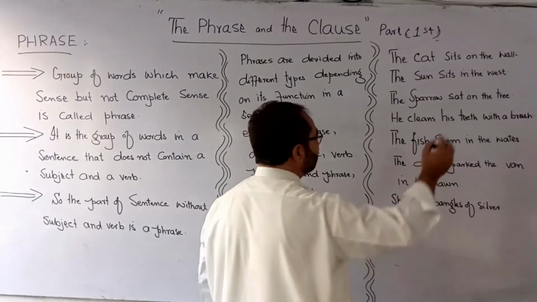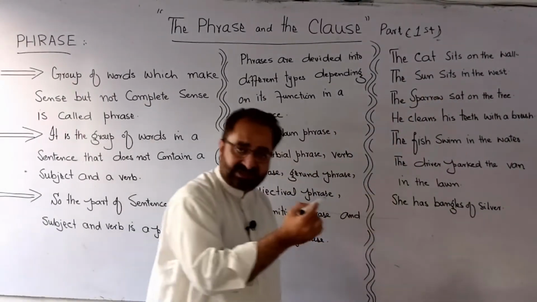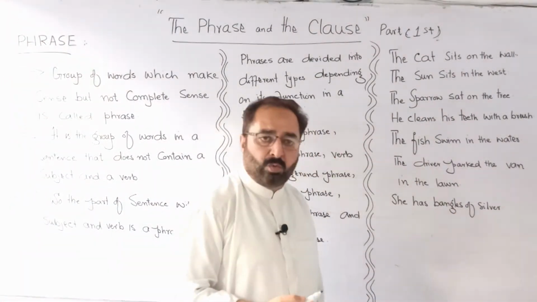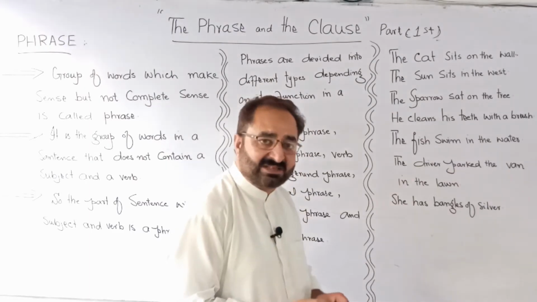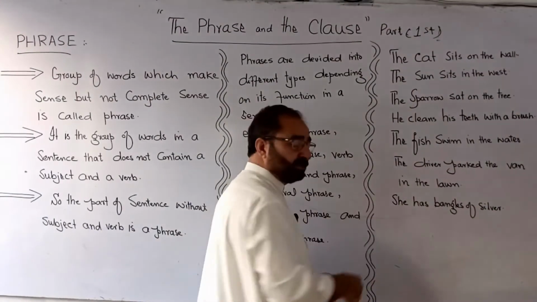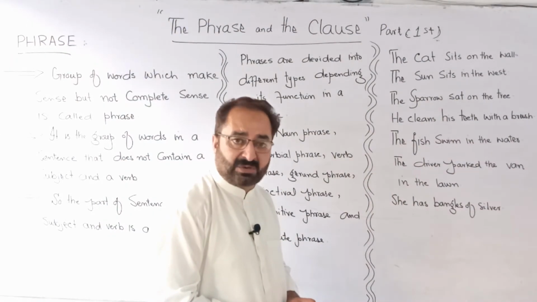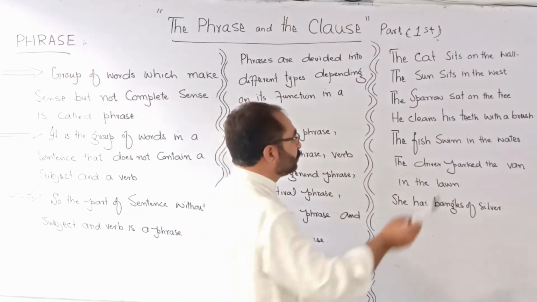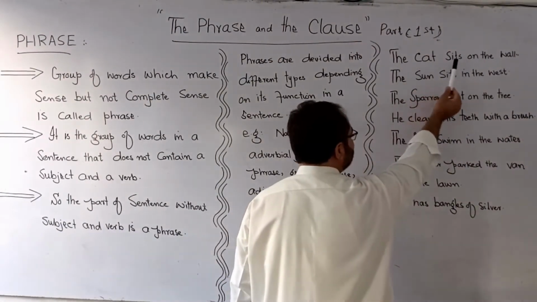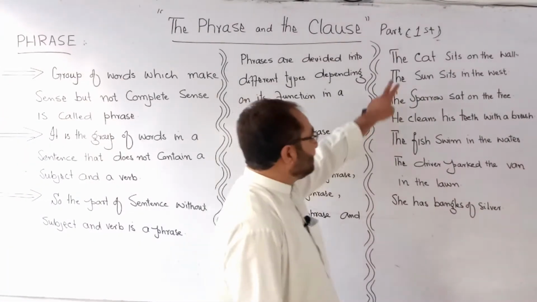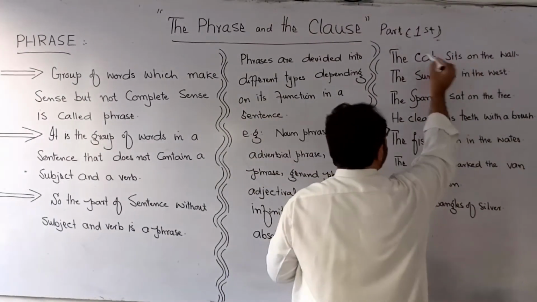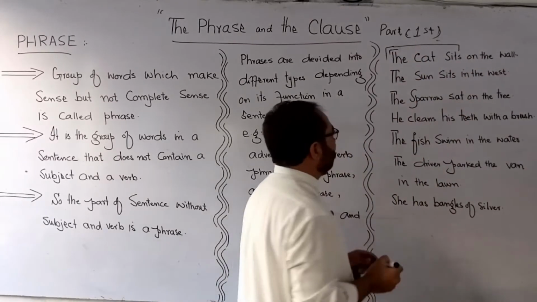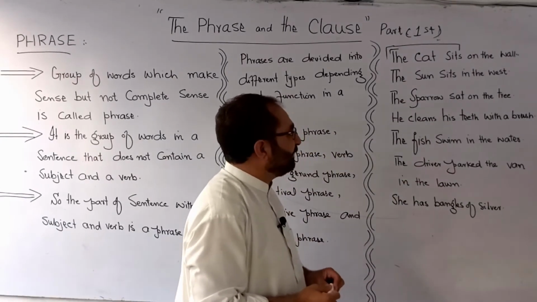In this sentence, the cat is the subject, as well as sits. Sits is the verb, the main verb in this sentence. The verb has been used in present form, the present form of the verb. That's why s has been added to the verb. So here in this sentence, the cat is the subject and sits is the verb. This part of the sentence contains a subject and a verb.